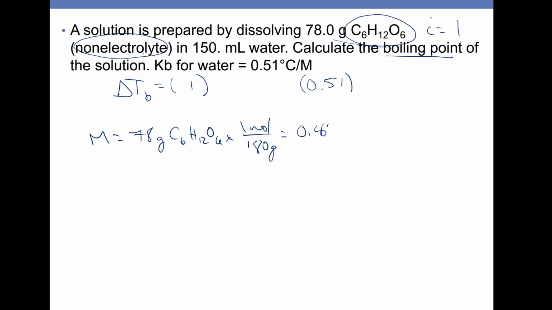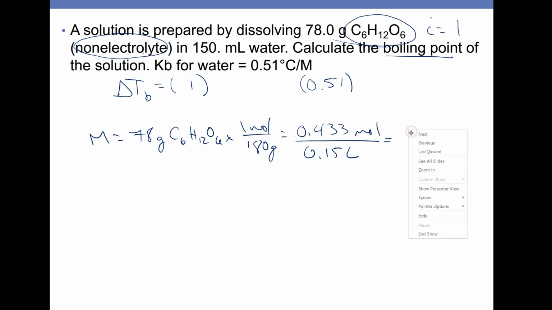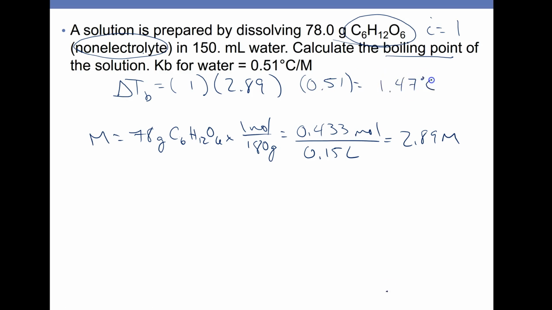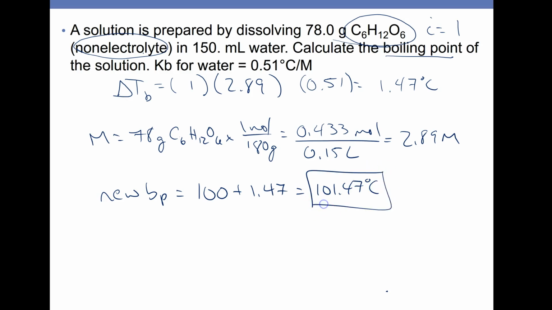So that's 0.433 moles of the solute over 0.15 liters of solution, which means the molarity is 2.89. Put that in here. And the change of the boiling point is going to be 1.47 degrees C. So the new boiling point, water normally boils at 100, and I'm going to add 1.47.